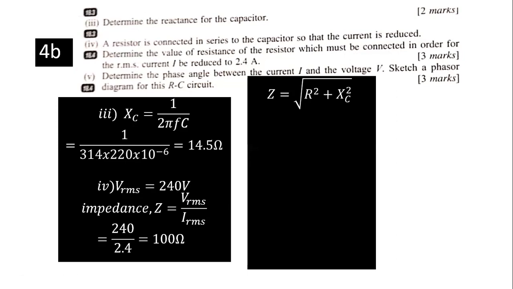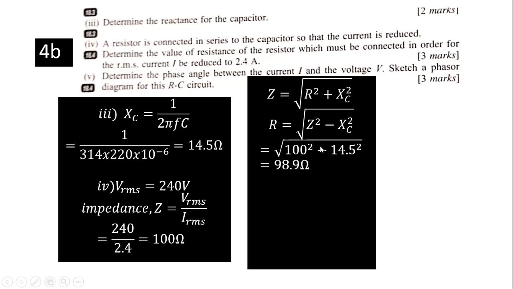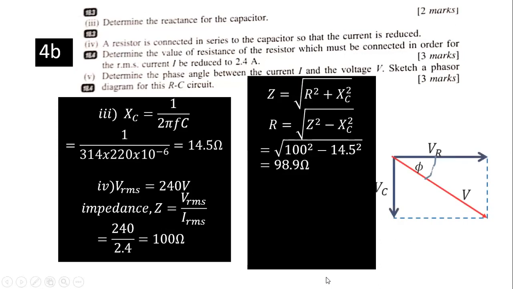And your Z is root of R square plus XC square. Right? You want to find R connected in series with the capacitance. So 100, right? That's 100. XC is 14.5. So it's 98.9 ohm. Same like DC, except you cannot subtract directly. Right? You have to remember that the Z is the total resistance, that's all. That's why we use Pythagoras theorem.